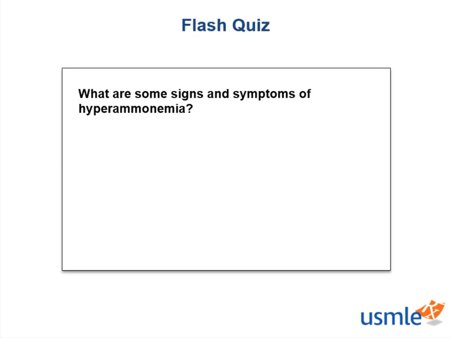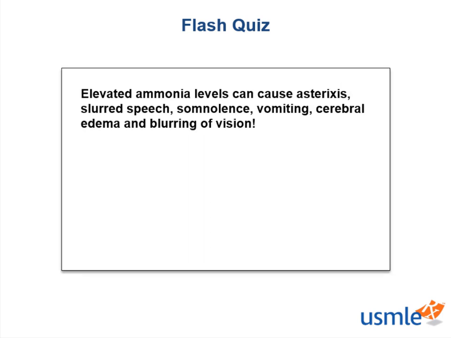Okay, let's do a quick flash quiz. What are some signs and symptoms of hyperammonemia? Elevated ammonia levels can cause asterixis, slurred speech, somnolence, vomiting, cerebral edema, and blurring of vision. These are very important to recognize and highly tested on exams.